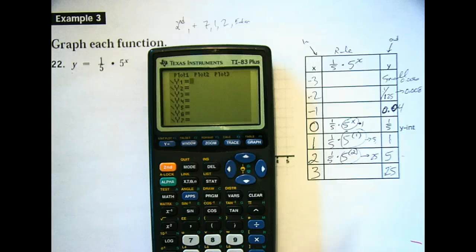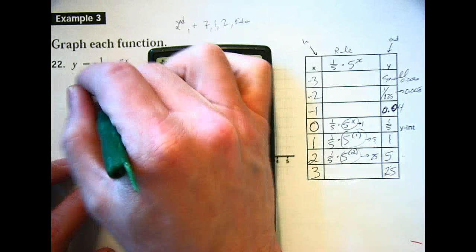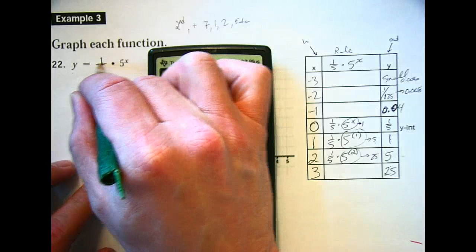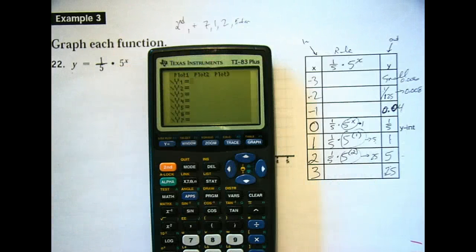We're going to put in 1/5. The way we put in a fraction is we use a division sign, because the fraction bar in 1/5 means divided by. 1 divided by 5, times 5 to the x power.